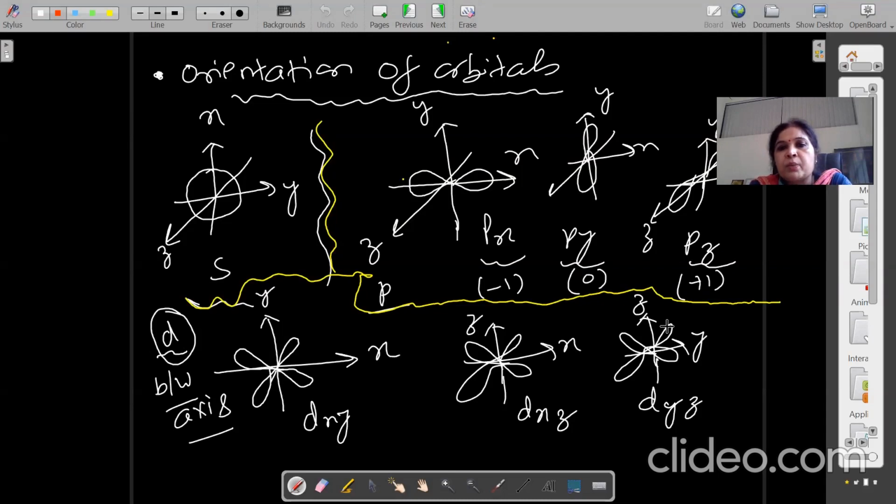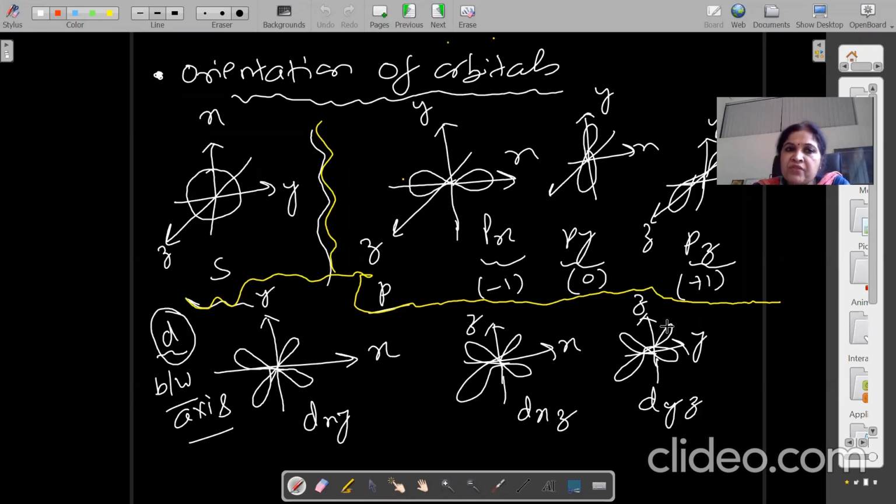Now we have already seen that p has 3 orbitals, because if l is 1, m is minus 1, 0, plus 1. So there are 3 p orbitals coming. And what is the reason for 3 orbitals? Because a p orbital has 2 lobes, and these lobes are oriented in the x direction, that is called px, the y direction, called py, and the z direction, called pz. So there are 3 types of orientation. So p has 3 orbitals, but all 3 orbitals are degenerate, meaning they have the same energies.